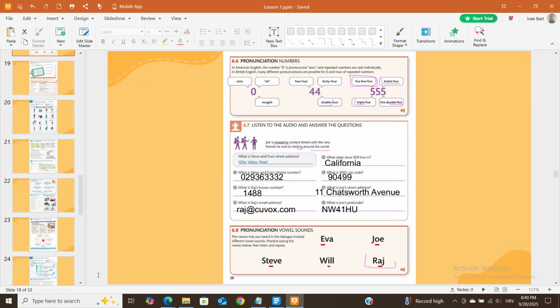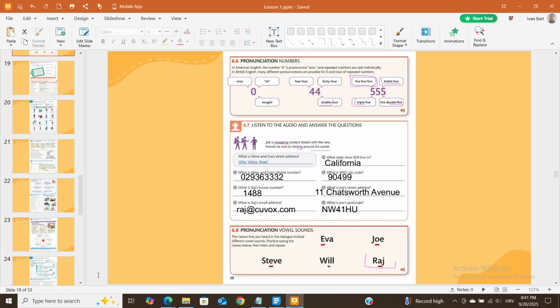What is Will's zip code? 90499. What is Joe's street address? 11 Chatsworth Avenue. What is Joe's postcode? NW4 1HU. 6.8 Pronunciation: vowel sounds. The names that you heard in the dialogue include different vowel sounds. Practice saying the names below, then listen and repeat. Steve, Eva. Joe, Will. Raj.